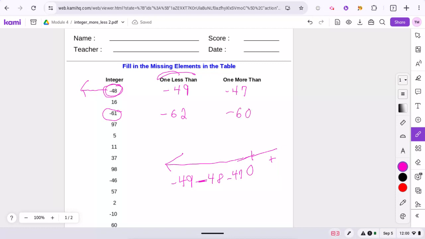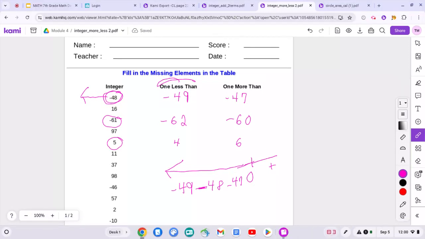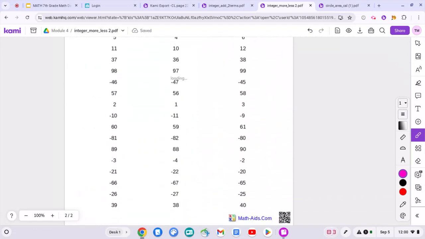With the positive numbers, you would just do them as normal. 1 less than 5 is 4. 1 more than 5 is 6. And you can pause if you want to look at all the answers here and practice.